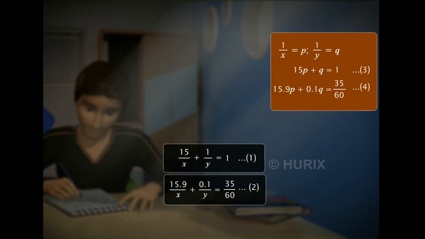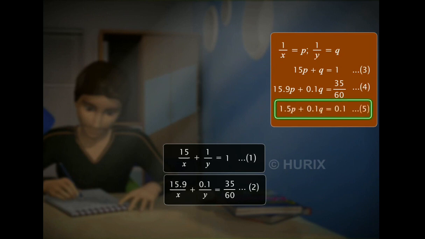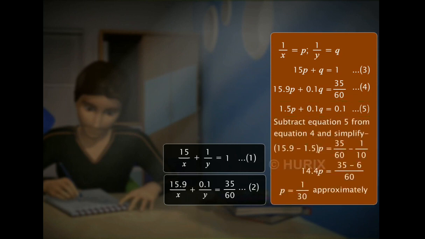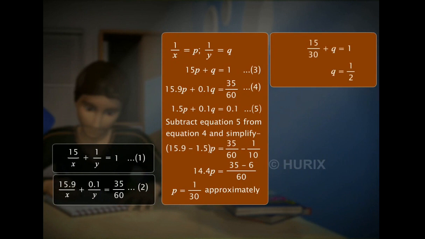We can use any of the three methods, that is substitution, elimination, or cross multiplication, to solve the pair of equations. However, for the sake of simplicity, let's use the elimination method. Let's multiply equation 3 by 0.1 in order to equate the coefficient of q in both the equations. Let's call it equation 5. Subtract equation 5 from equation 4 and simplify to get p approximately equal to 1 upon 30. Using the value of p in equation 3, we get q equal to 1 upon 2.